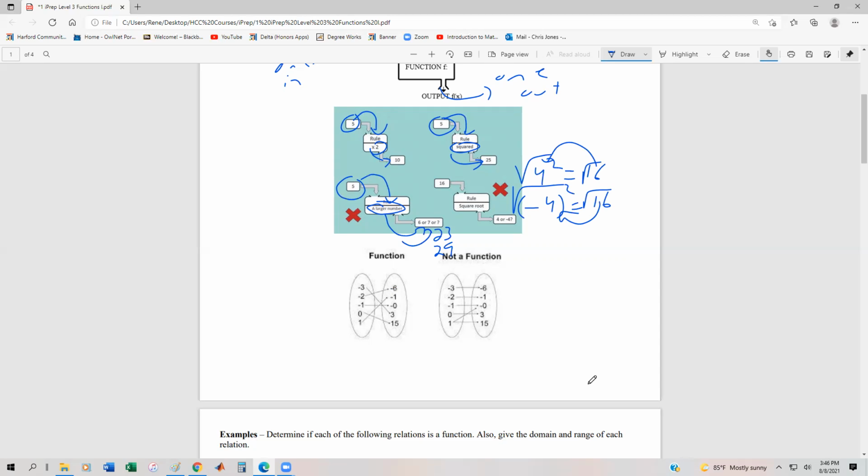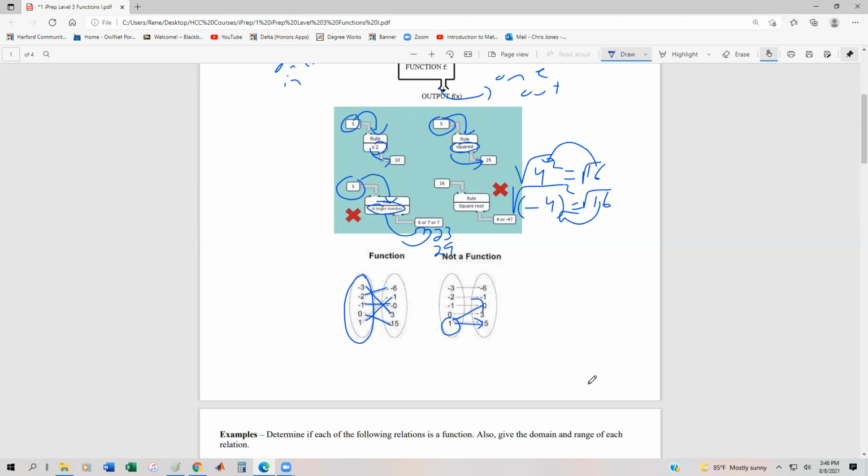If we were to draw a diagram, we have these numbers, -3 all the way to 1, and every single one of them points to a unique value. If that's true, then we have a function, and we can always draw a diagram for that. But not a function is if we have a singular input and it puts out two numbers.